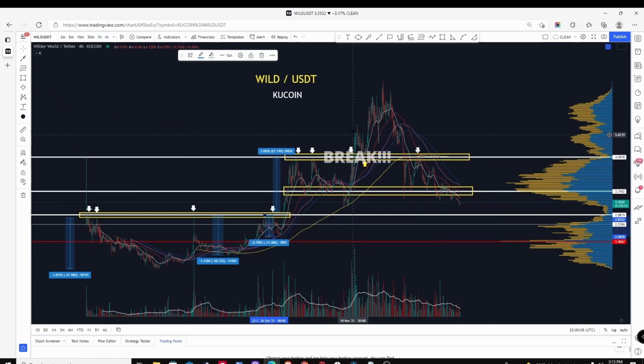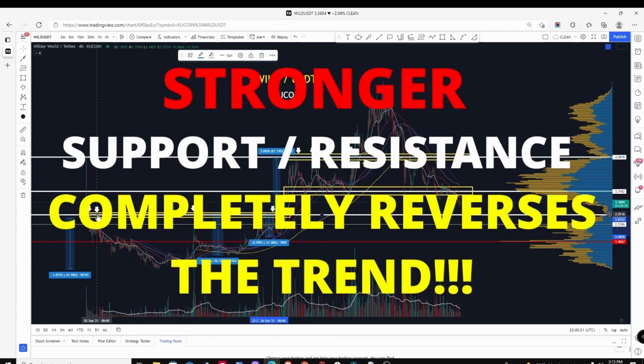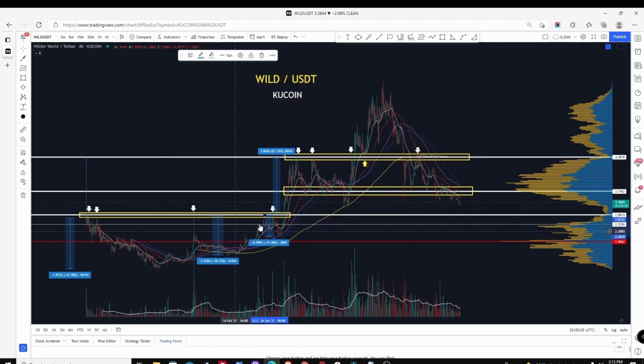Then it was able to break that area, retest, and it completely reversed the trend. This is what you're trying to look for: stronger or weaker areas of support and resistance. Realize the stronger ones are the ones that can completely reverse price action in the opposite direction, like it did here on multiple occasions, like it did up in here on multiple occasions. And these are the support/resistance areas you need to put more emphasis on.